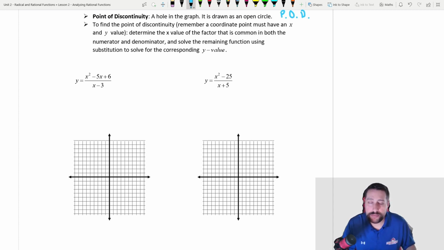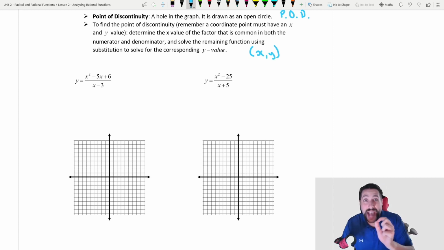Essentially what's going to happen, you factor. If something were to cancel in the factoring, that is now a point of discontinuity. And a point of discontinuity, remember, we need to state the x and y coordinate. It's a coordinate, you have to state both. For a vertical asymptote, it's just x. For a horizontal asymptote, it's just y. But a POD, you need to state both x and y. Two things. Okay, let's try this example.